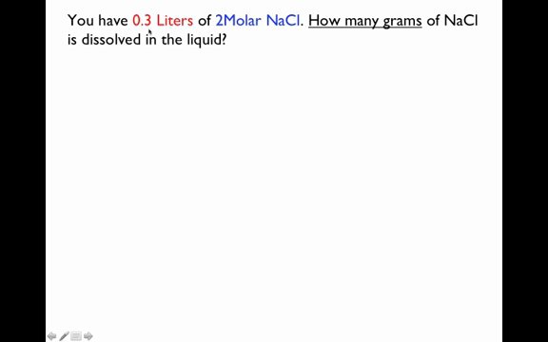So you have 0.3 liters of 2 molar sodium chloride. So we know the concentration, that's this. We know the volume of the liquid, that's this. And the question is, how many grams of table salt are dissolved in the liquid? This question requires a couple of steps. First of all, the question is asking us how many grams of table salt are dissolved in the liquid.